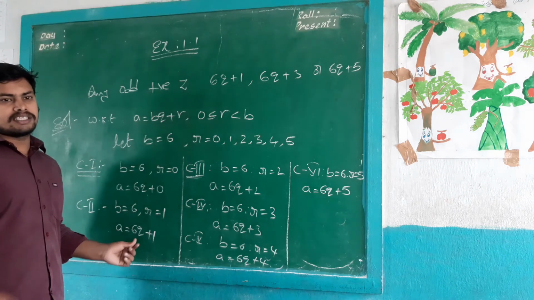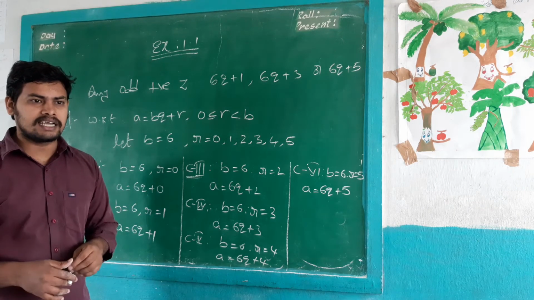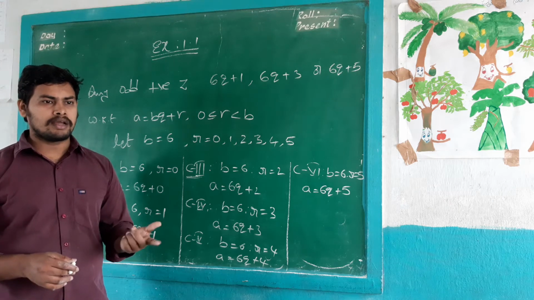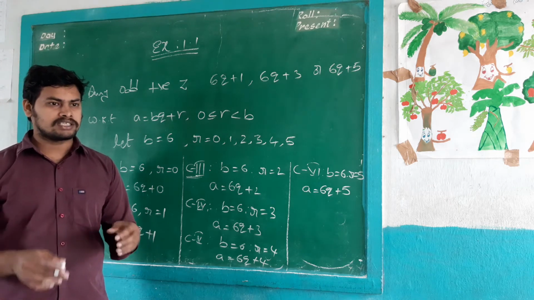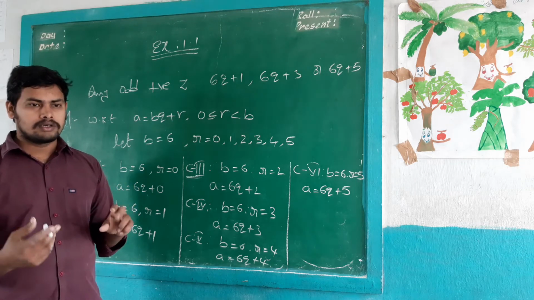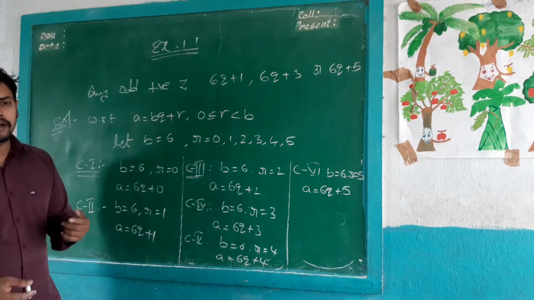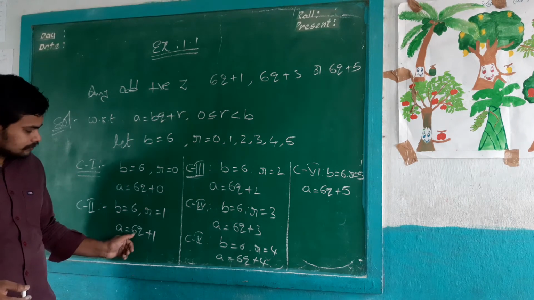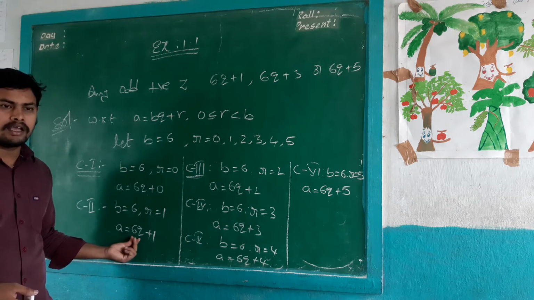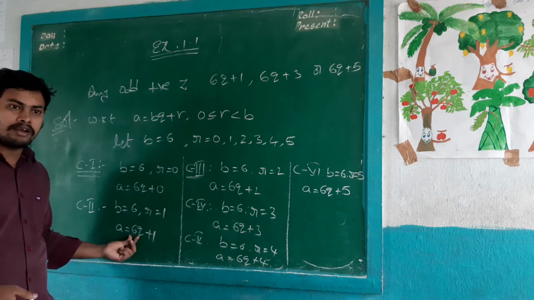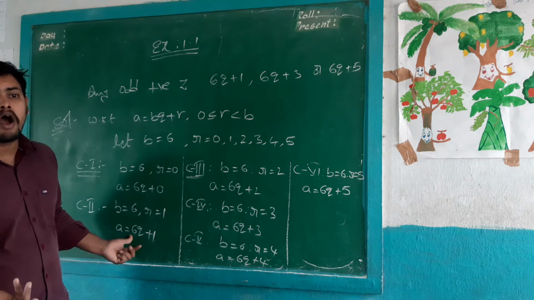Suppose let us consider 3. 3 is an odd number. Multiplied by 2, which is an even number: 3 into 2 is 6, and 3 into 4 is 12. So when any odd number is multiplied by an even number, the result will be an even number. So here it is an even number.